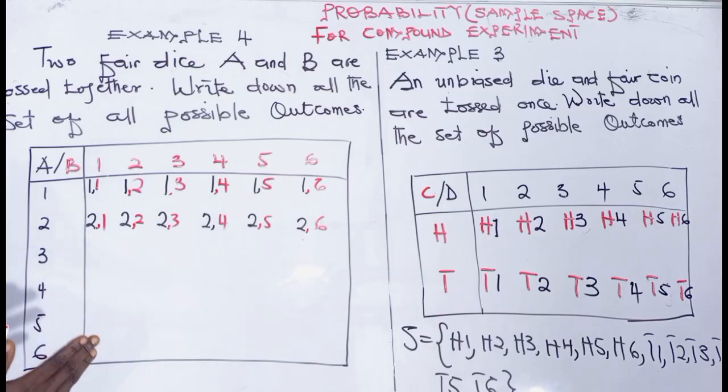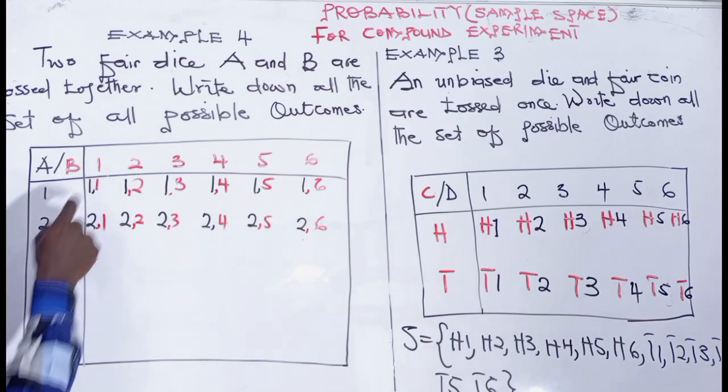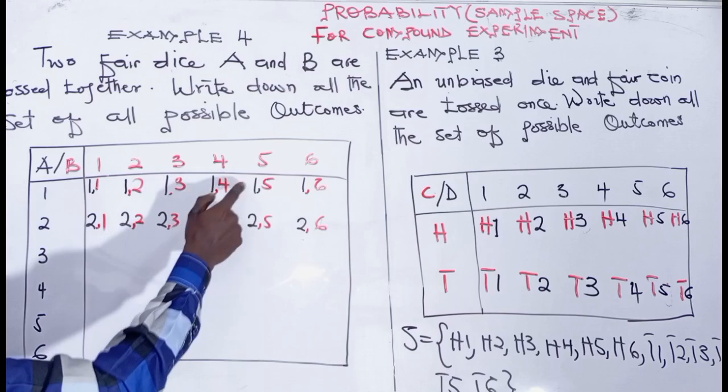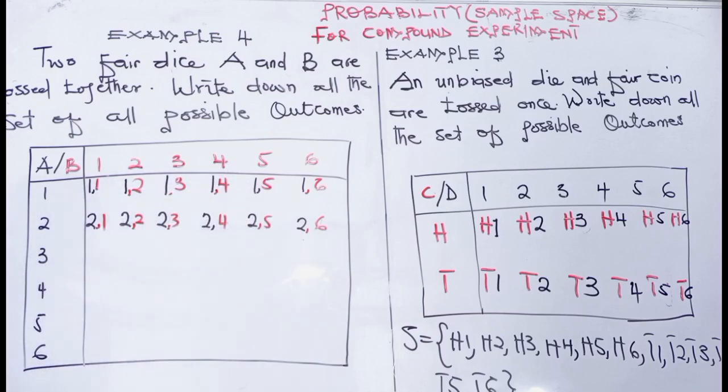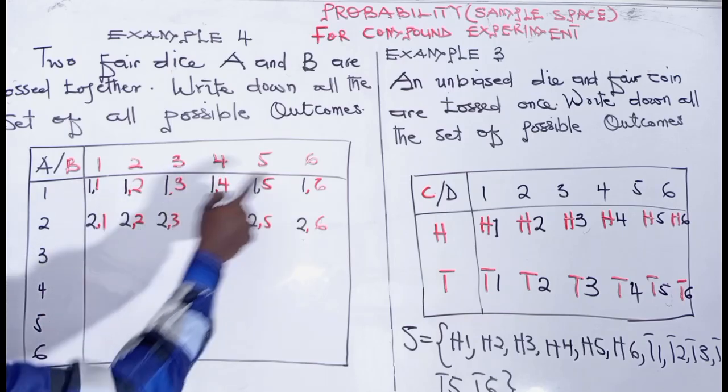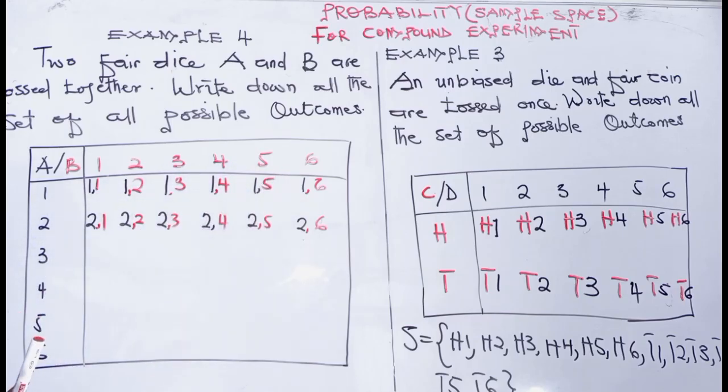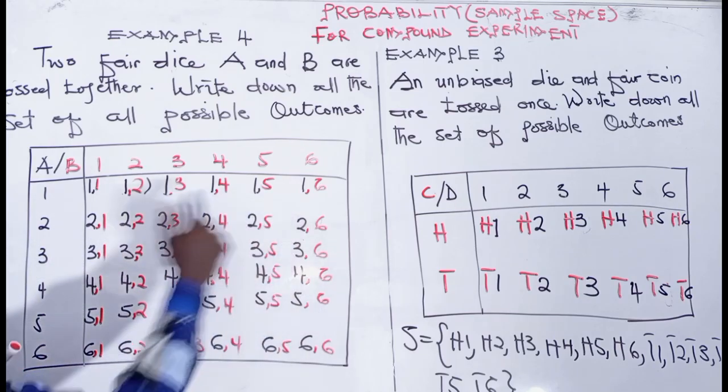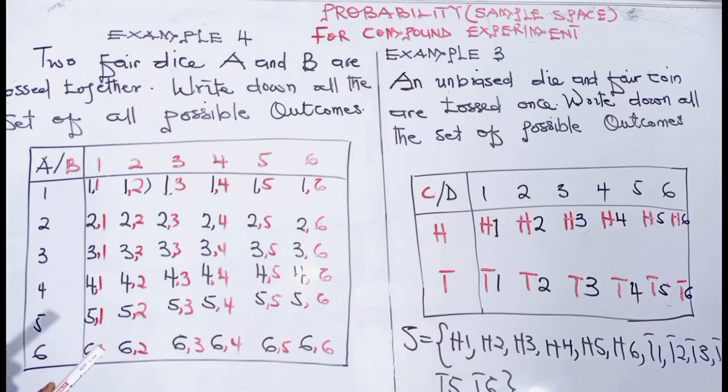Right now I think you know the pattern. So with the 3 we have 3, 1, 3, 2, 3, 3, 3, 4, 3, 5, 3, 6. The same thing applies to 4: 4, 1, 4, 2, 4, 3, 4, 4, 4, 5, 4, 6. You can complete the rest, okay? So the outcomes in this diagram become the set of possible outcomes when two fair dice are tossed once, or they are tossed at the same time. As easy as that.